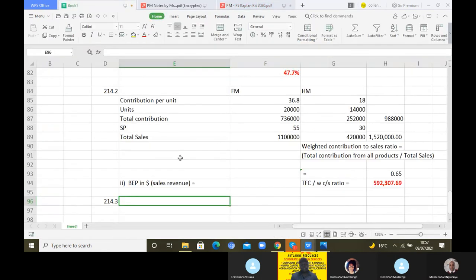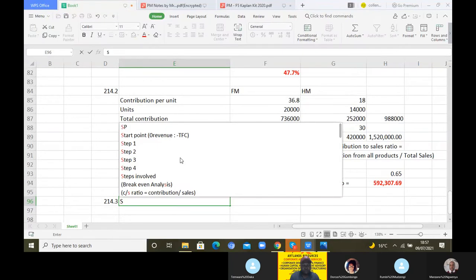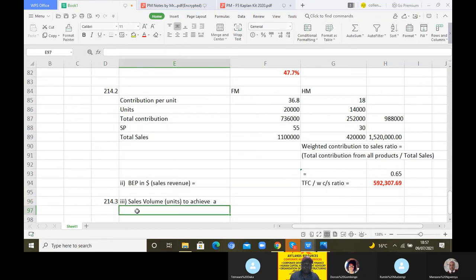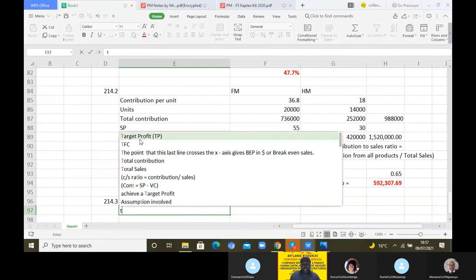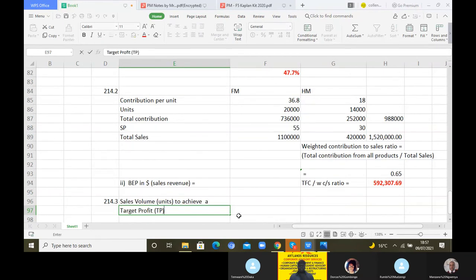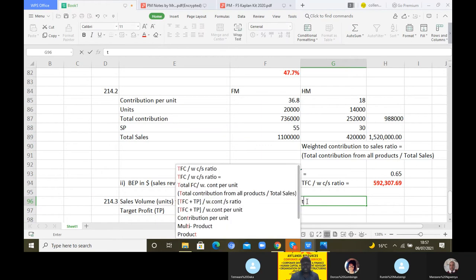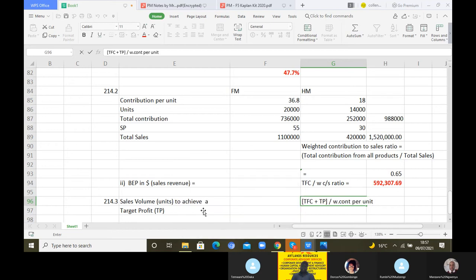So all you have to do is to come to the notes. We said units or sales volume. We said what? Sales volume to achieve a target profit. Remember, that's what we said. How do we calculate it? Remember, we said here, you say equals total fixed costs plus target profit divided by weighted contribution per unit.